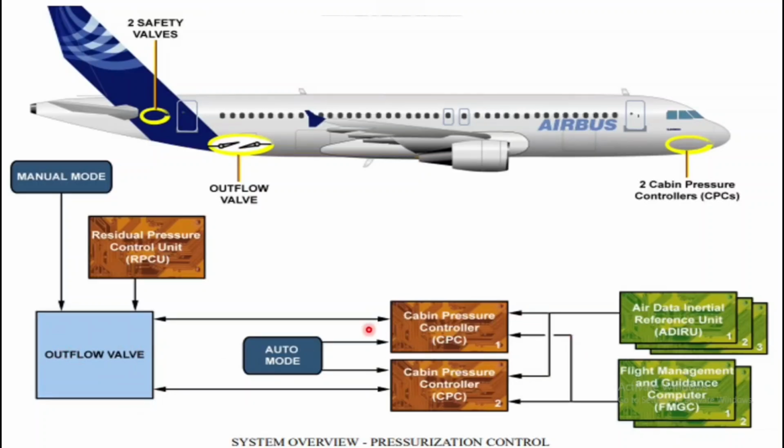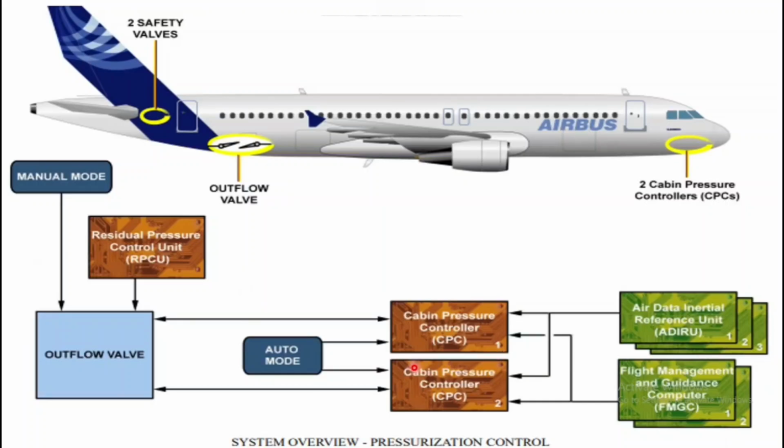Three motors: one for CPC1, one for CPC2, and another for the RPCU, the residual pressure control unit. The CPC interfaces with another computer to optimize the pressurization and depressurization schedules. You can see there is an FMGC, Airbus, and this is all taking data input from the different computers. Slowly we'll go into all the details about the Airbus FMGC and whatever function is there. Then you will get a complete idea about the pressurization system.